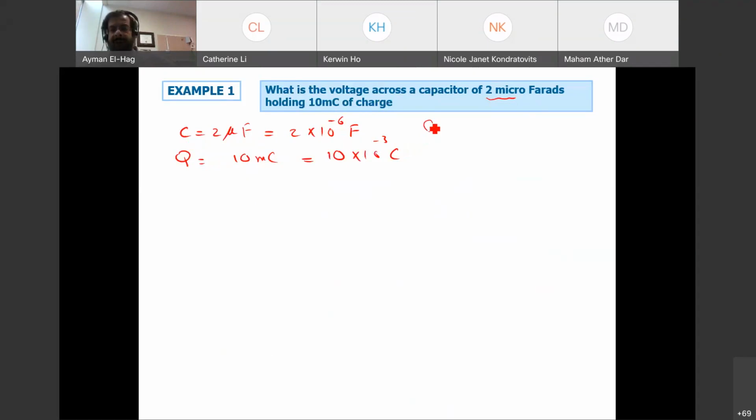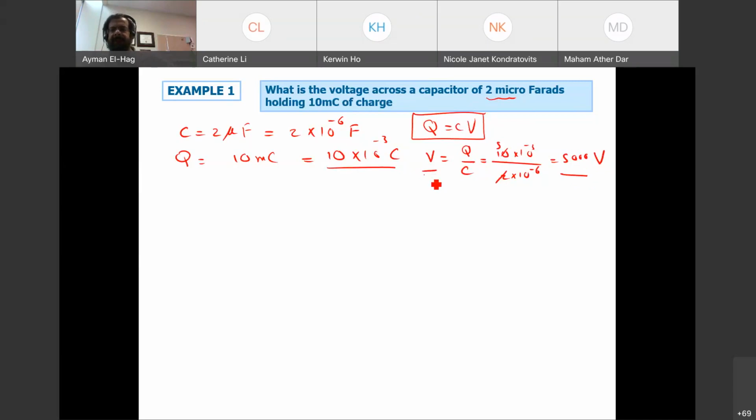Now we know Q is equal to CV. This is my Q. So your V is equal to Q divided by C, which is 10 times 10 to minus 3 divided by 2 times 10 to minus 6. This will equal 5, and this will be 1,000. So this is 5,000. And 5,000 what? 5,000 volt, because I'm using farad here. So this becomes volt. Okay, so it is as simple as that.